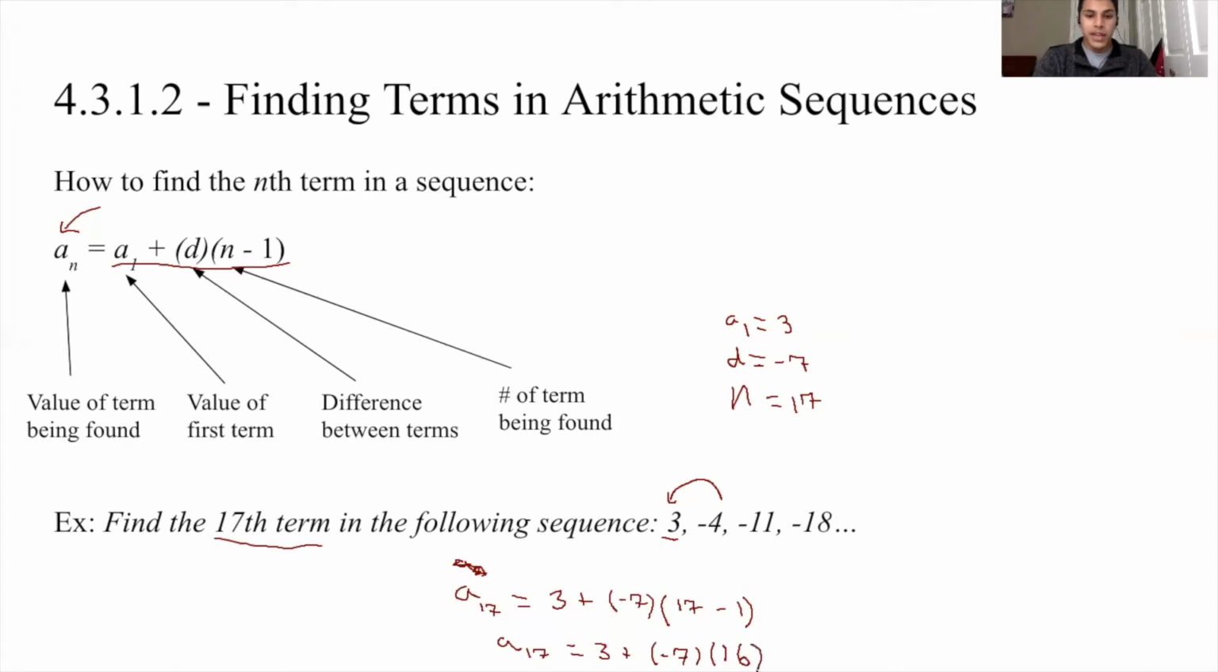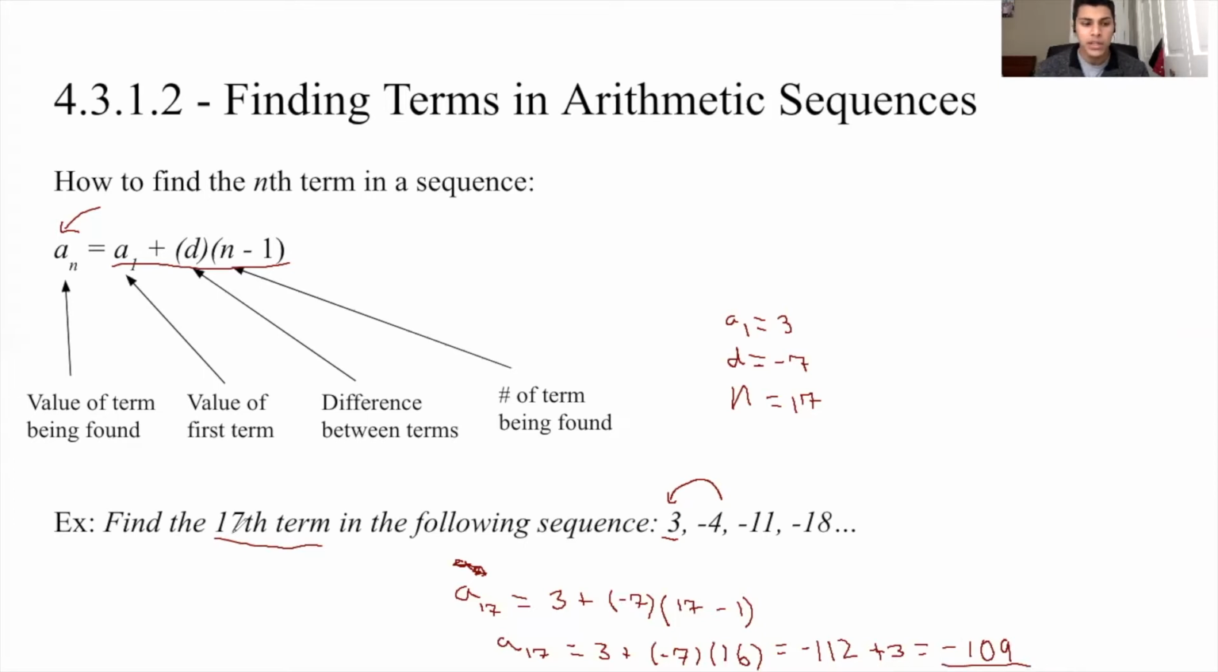And then you get a calculator for this. So if you multiply 16 by -7, you end up getting -112. So this equals -112 plus 3. Because remember, we still have this plus 3 here. -7 times 16 is just -112. And then -112 plus 3 is equal to -109. So -109 is going to be the 17th term in this sequence.